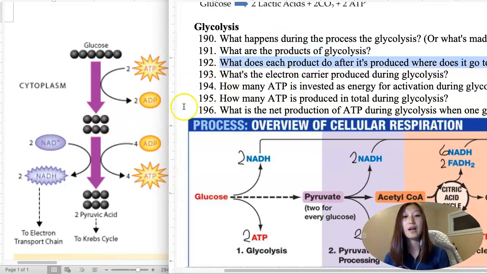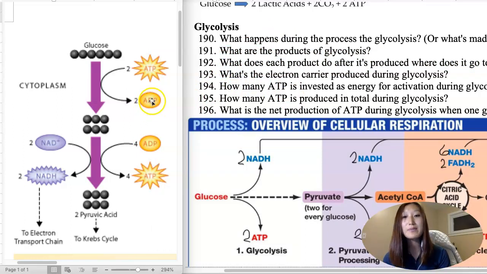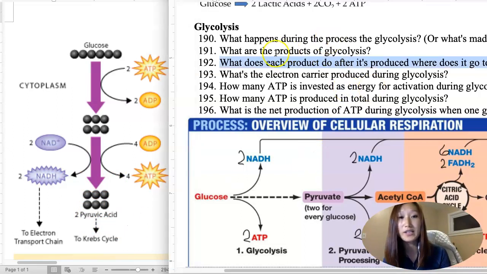Where do they each go after the products are made? When this ADP is made, it gets used again. When ATP is made, it gets used in the cell as a source of energy. NADH gets transported to the electron transport chain to drop off the electrons. And pyruvic acid is going to continue on to the Krebs cycle, but pyruvic acid is really produced in the cytoplasm of the cell and not in the mitochondria. What is the electron carrier produced? That would be your NADH.